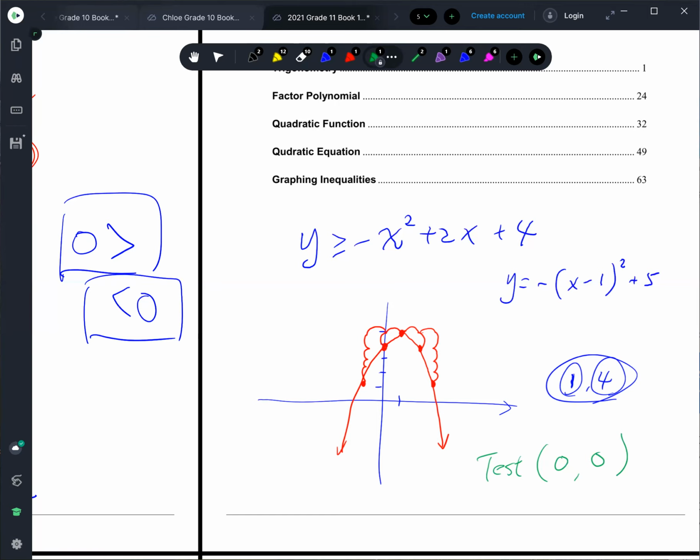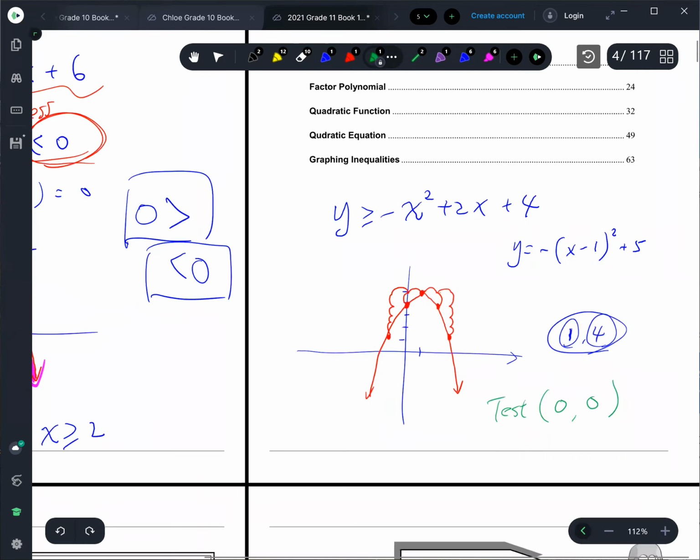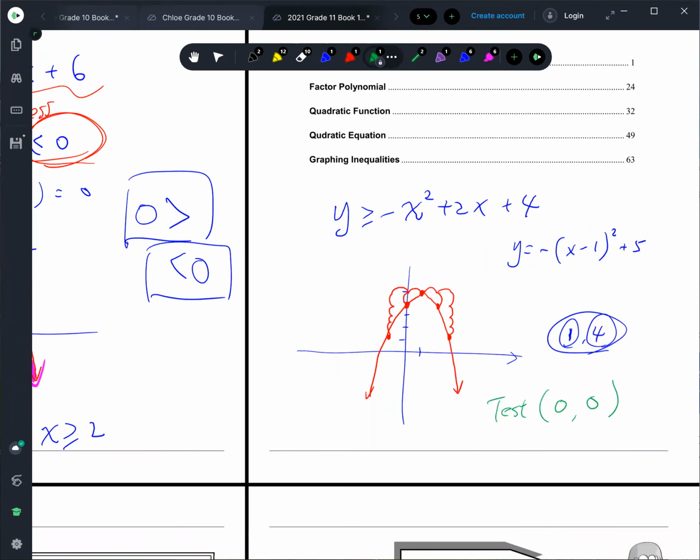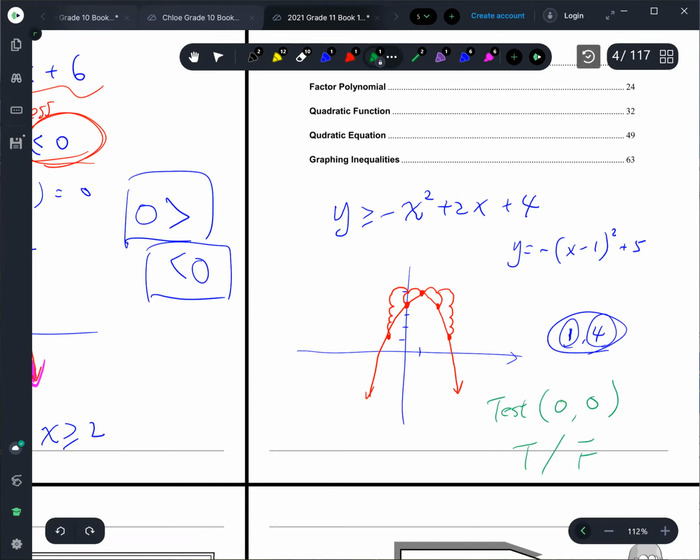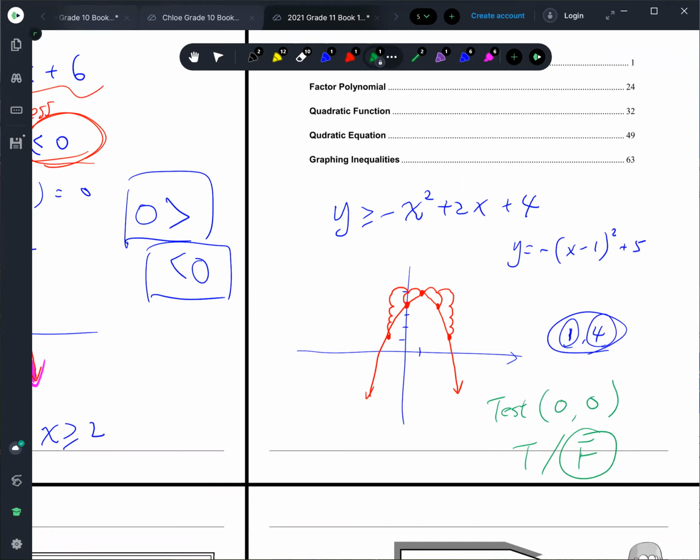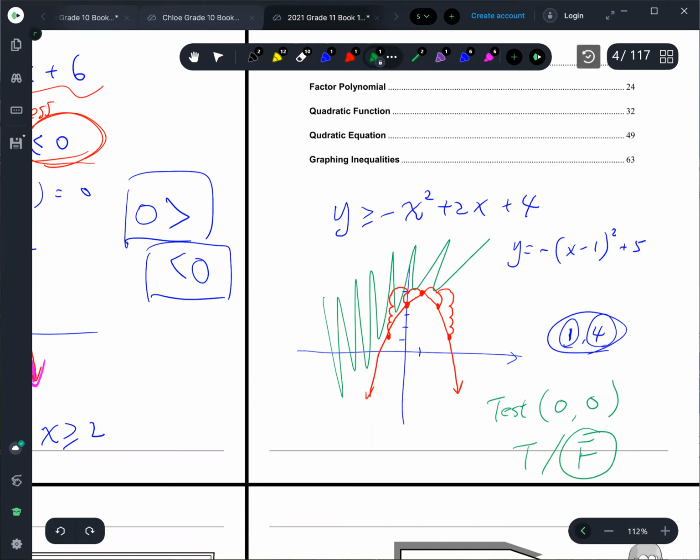Okay, so what's the verdict? 0 is greater than or equal to 5. So true, false? It's false. So what do you do? So you color from the outside. Yeah, so shading will be here. Right? Okay.